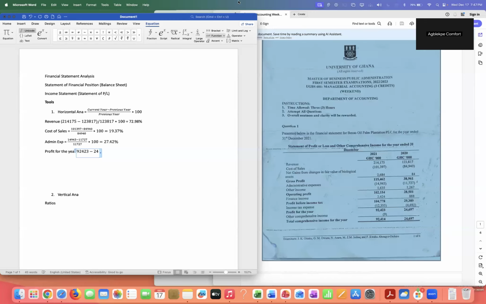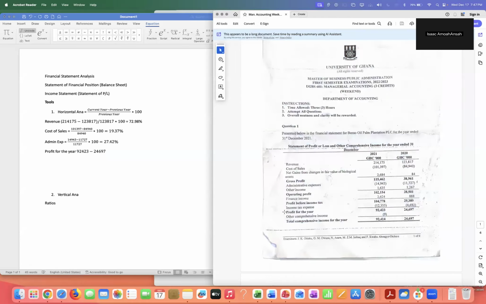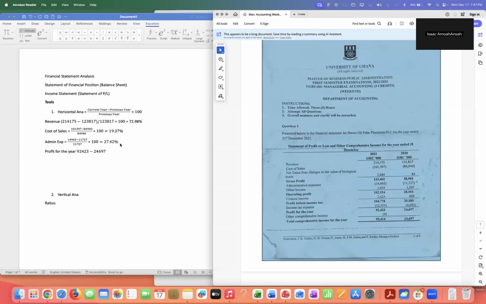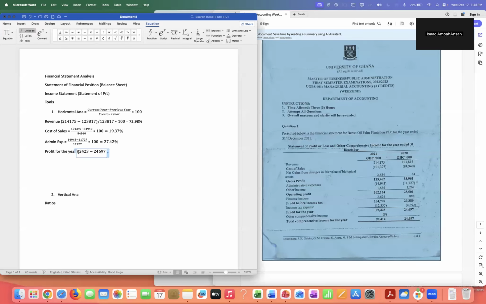697. Yes. Okay. So for those of you who are missing out on where the figures are being picked from, this is profit for the year. This is where we are picking the figures from. Here, these are the figures that we have picked. All right. So let's get back here. We need to divide this by the previous year's figure. So 24,697. We multiply that by 100.